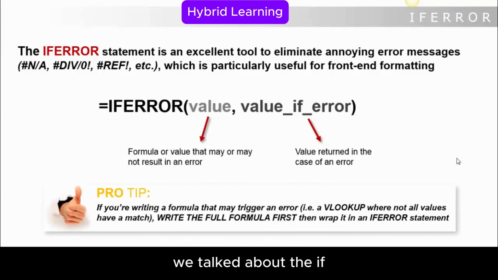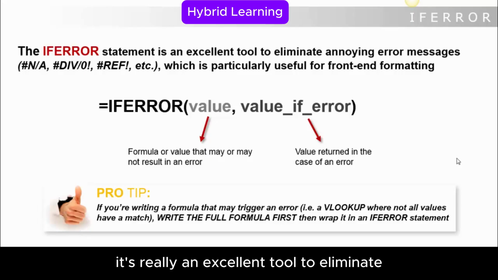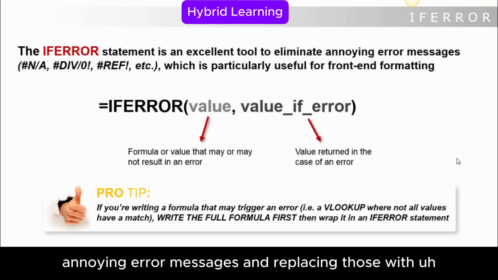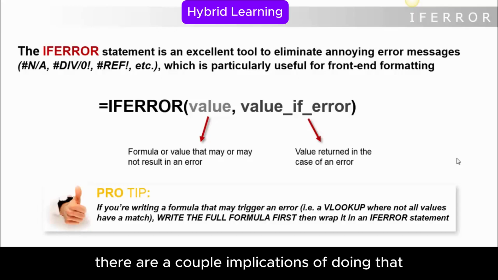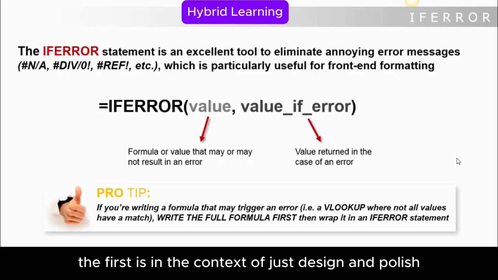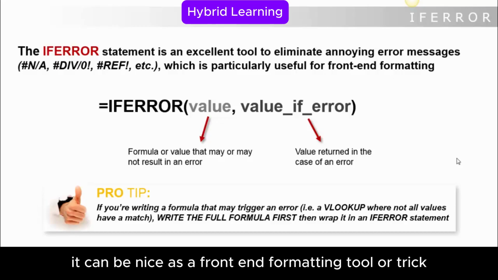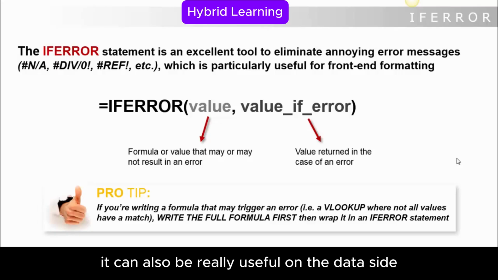All right, so we talked about the if error statement briefly in lecture 6. I think it's worth revisiting here because it's especially relevant in this context. Again, it's really an excellent tool to eliminate annoying error messages and replacing those with a value of your choosing. There are a couple implications of doing that. The first is in the context of just design and polish. It can be nice as a front-end formatting tool or trick. It can also be really useful on the data side in the back end.